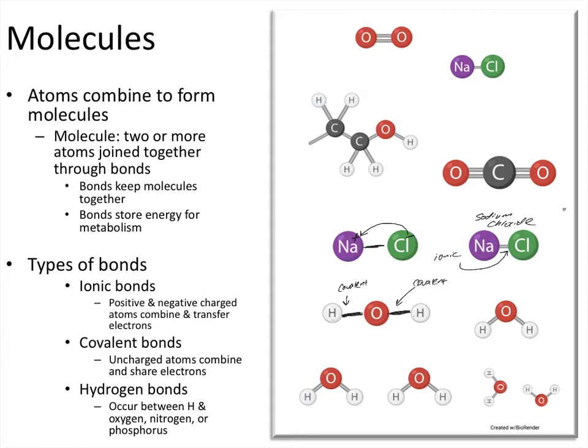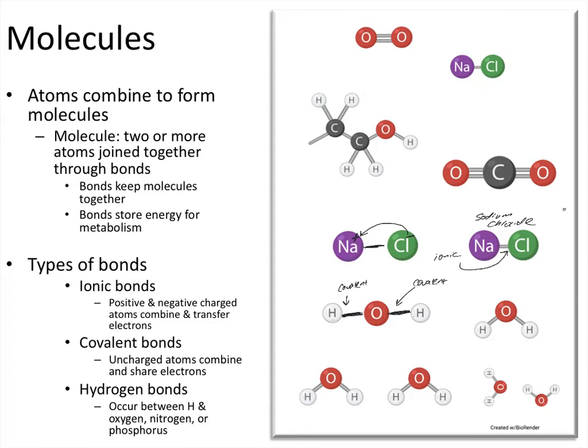Now oxygen is kind of a special molecule, and we're going to get to that in just a second when we're talking about our hydrogen bonds. Hydrogen bonds occur between hydrogen and highly electronegative atoms. Typically, when we're talking about living organisms, that means oxygen, nitrogen, or phosphorus. So in individual water molecules, the bonds that hold the hydrogens to the oxygen are covalent.